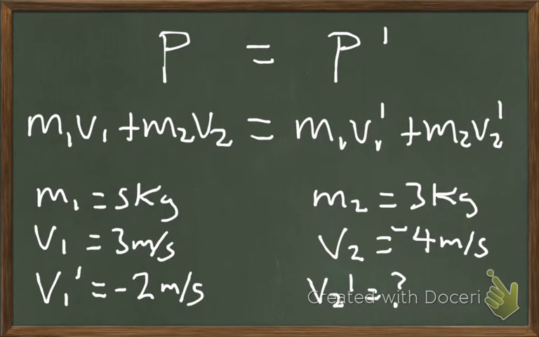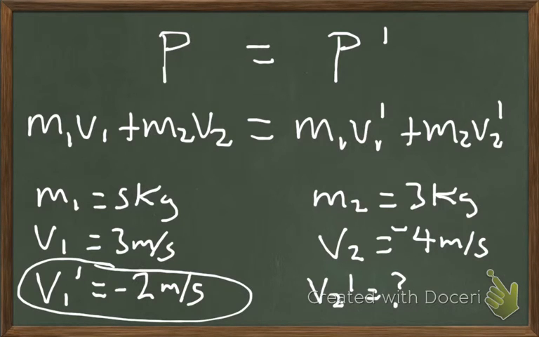Let's suppose that we knew the velocity of object 1 after the collision. Let's say we knew it was -2. So it started at 3 meters per second to the right, and after it collided, it went 2 meters per second to the left. Just for the sake of practicing the equation, let's say that was true. And then my question is, how fast is the object on the right moving?